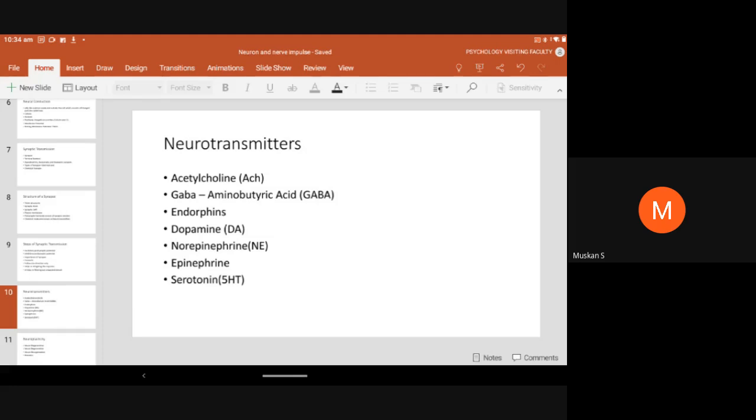Then comes the epinephrine. Its main function is that it affects the metabolism of the glucose level. That means energy release during the exercise. And lastly, the serotonin, that is abbreviated as 5-HT. Its main function is to affect the mood.